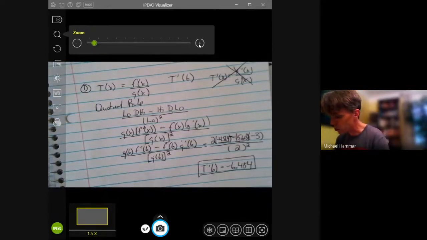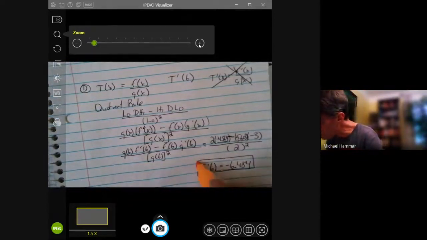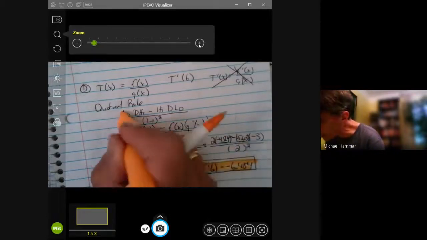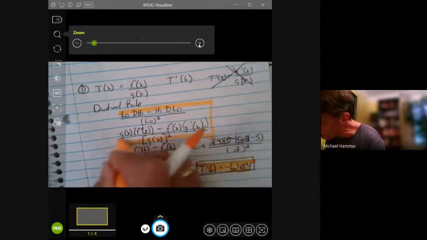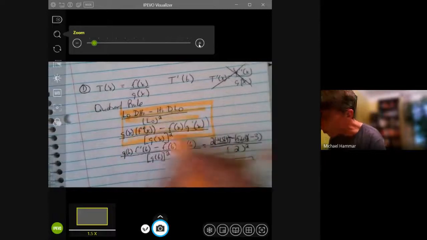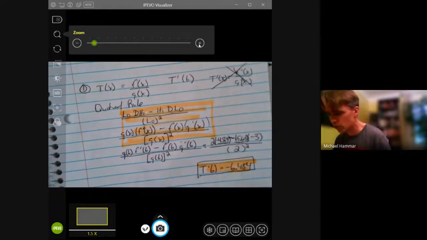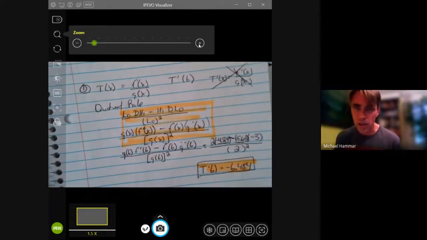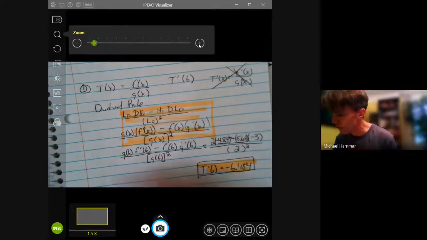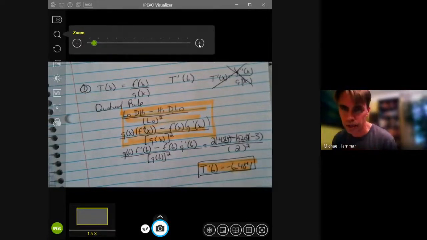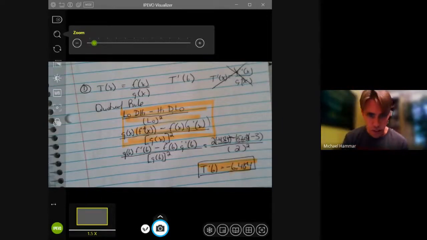So this one would also be worth 2 points. The 2 points would be, of course, the final answer, but you also would get a point for recognizing and using and applying this rule right here. If you recognize that this is the quotient rule and you use it, you would get 1 point for that, even if you made a calculation error somewhere in there. Okay? So this is how you do that first free response.